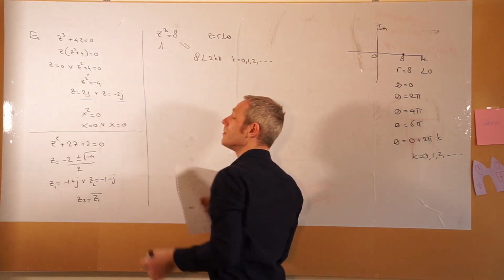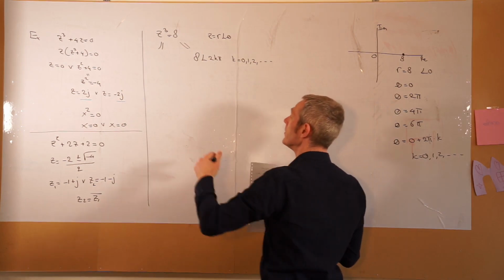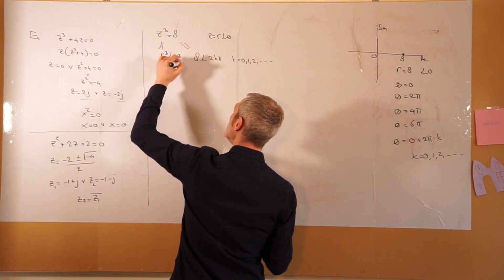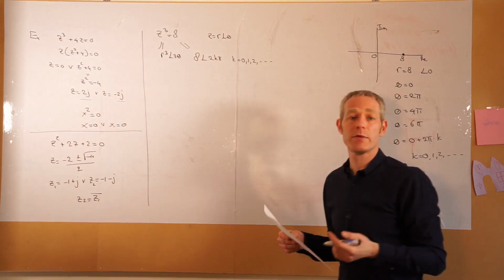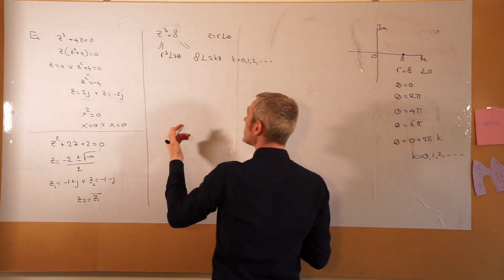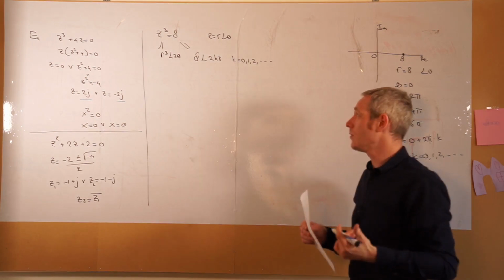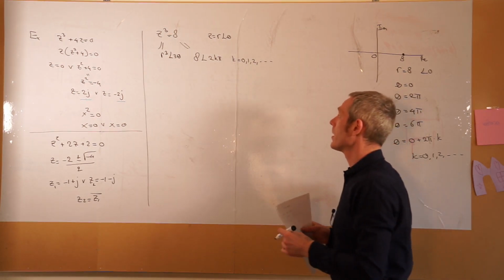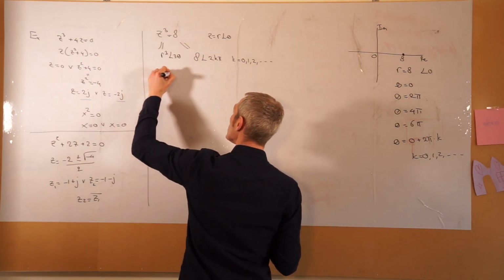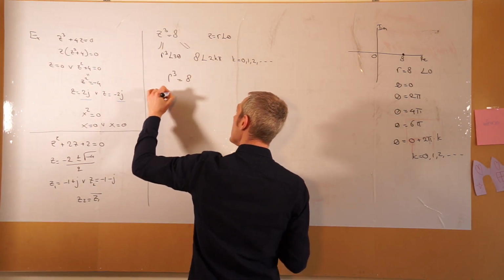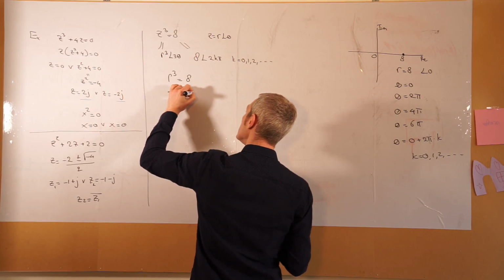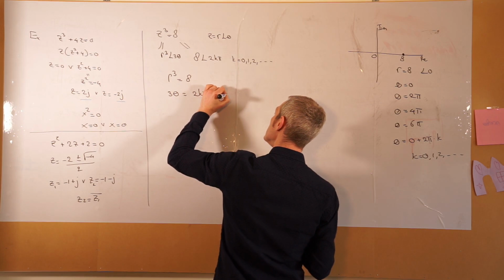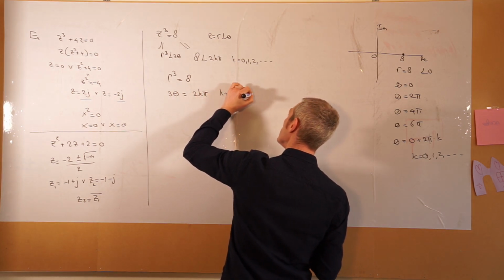Now, z to the power of 3, using De Moivre's theorem, is r to the power of 3 with angle 3 theta. And these two things have to be equal to each other. So on the one hand, I know that the moduli have to be equal, and on the other hand, I know that the arguments have to be equal. So I have two equations. R to the power of 3 is 8, and I have that 3 times theta is 2k pi, with k equal to 0, 1, 2, etc.